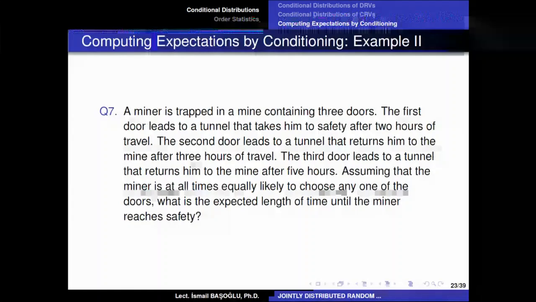If, for example, he selects the wrong door and travels 5 hours in the mine, after coming back, he can select that door again with the same chance, 1 over 3. Every time he chooses a door, the chances are 33%. So the question here is this: what is the expected length of time until the miner reaches safety?